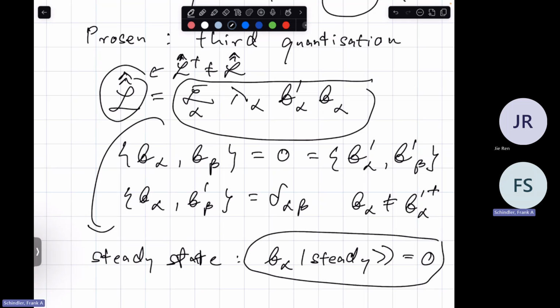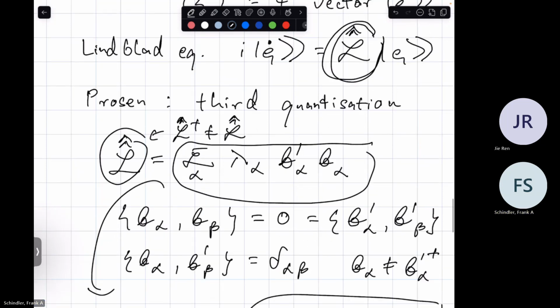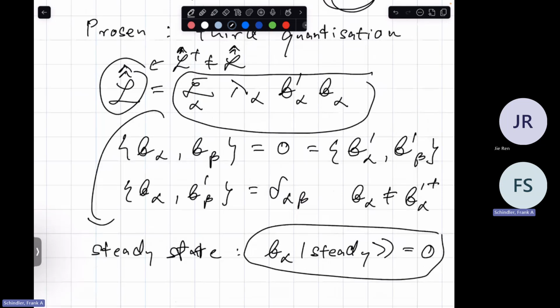Because then if we go up to the Lindblad equation, that tells me that rho dot is 0. So it doesn't change. So that's the steady state right there. It's the state that has a density matrix that does not change in time. So my steady state becomes the vacuum of these fermions, B alpha.